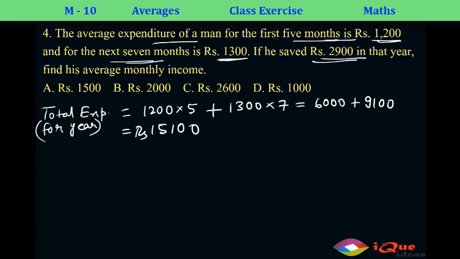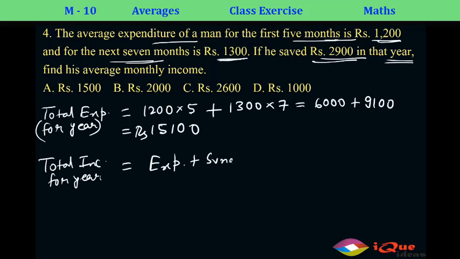This is the total expenditure for the year, for 12 months, right? And he saved 2,900 in that year. So total income for the whole year is equal to expenditure plus saving. We have discussed it in one of the other questions also. Expenditure is 15,100 plus saving is 2,900. So this becomes 15 plus 2, that is 17,000, 18,000 rupees is the total income for the entire year.